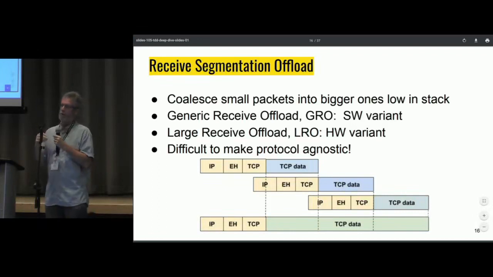Similar operation, and there are two variants of this. One is the software, one is the hardware. The software is generic receive offload, GRO. The hardware is LRO, large receive offload. This particular offload, of all the checksum or all the basic offloads, is probably the hardest one.